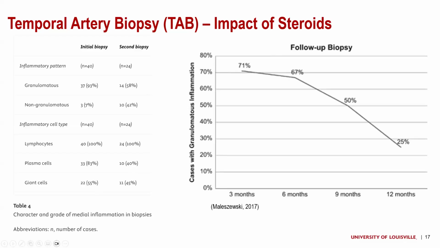Let's see. Here you can see a graph of the granulomatous inflammation as these patients are treated with steroids. So at 3 months, compared to the 93% of patients who initially had granulomatous inflammation, now 71% had it at 3 months, 67% at 6 months, 50% at 9 months, and 25% at 12 months. So it does take quite a bit of time for these inflammatory changes to go away in most patients.